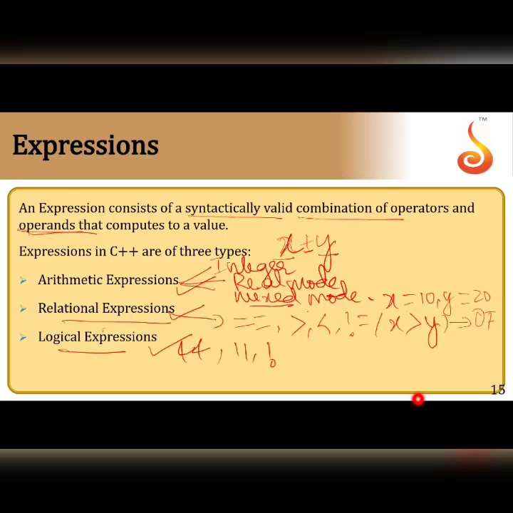So for example, if I say that m is greater than or equal to 35 and m should be less than or equal to 100. That is, a student's marks m should be greater than or equal to 35 and less than or equal to 100, then only the result is pass. So this evaluates to a true or a false value. This also evaluates to a true or a false value.